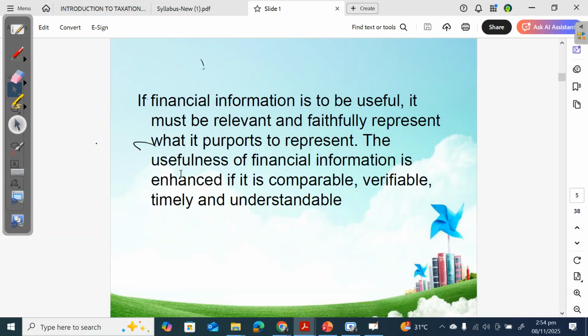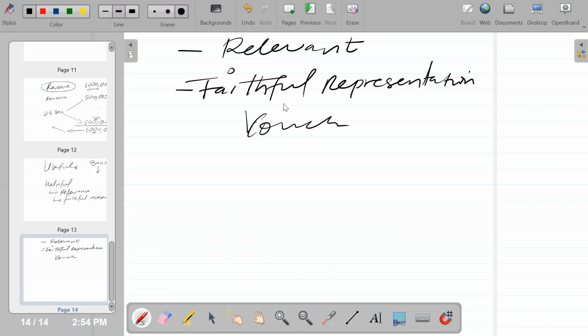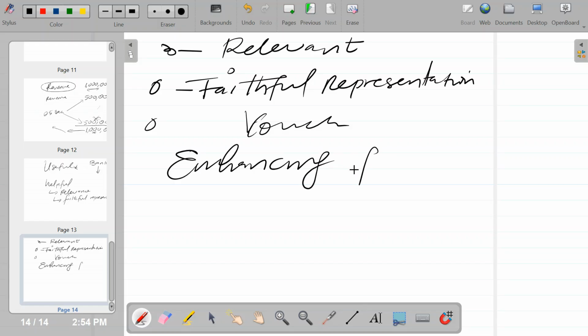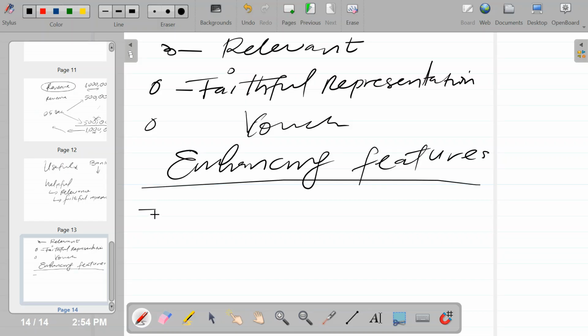Now we also have enhancing characteristics. So we have the key qualitative characteristics, which is the relevant. Then we also have enhancing features. Okay. So these are not the main. I mean, these are add-on features to make the financial information more understandable, and more easy to read.